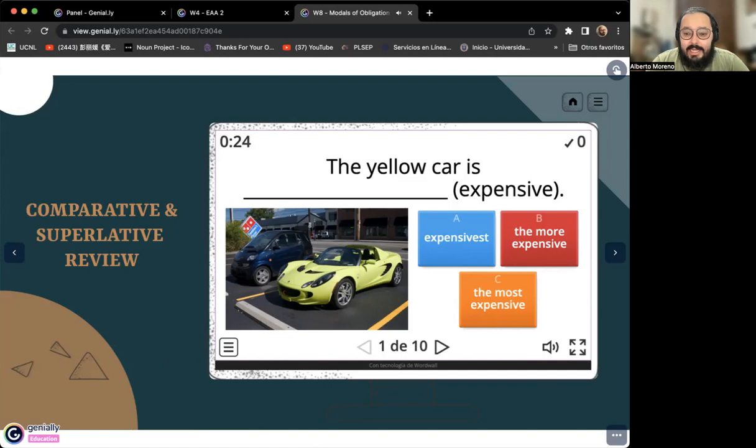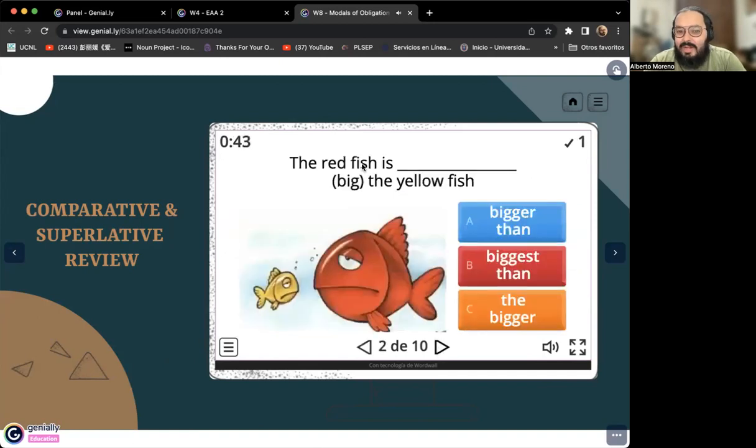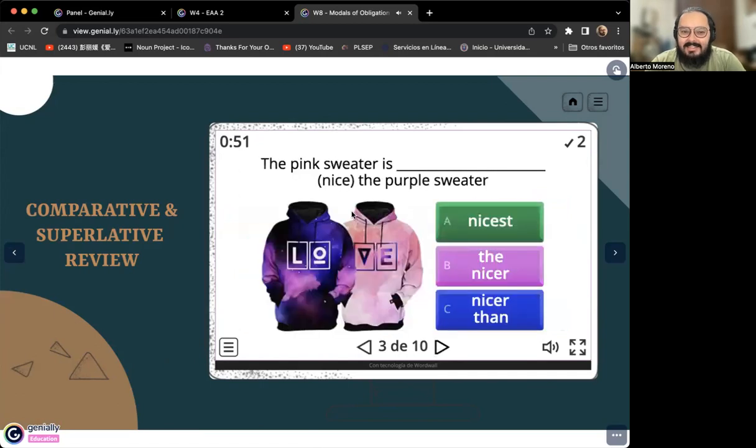Sin embargo, aquí en esta primera imagen estamos comparando dos autos. Estamos hablando de cuál es el más caro. The yellow car is expensive as the most. The red fish is the yellow fish. Bigger than. Bigger than. Very good. Next. The pink sweater is the purple sweater.